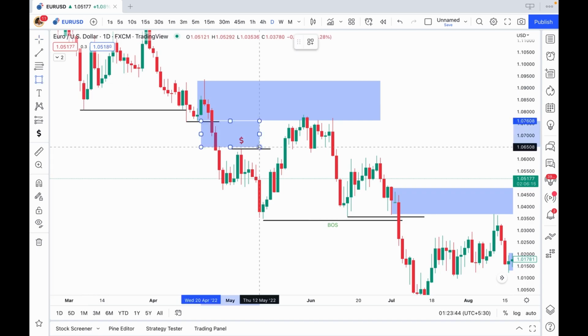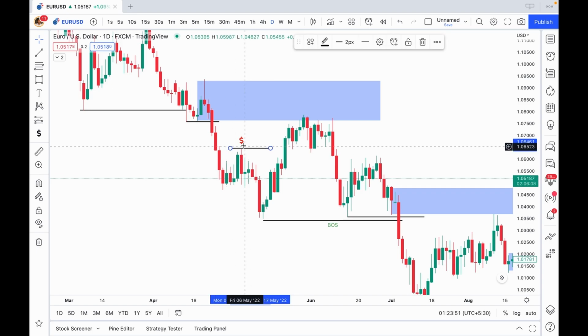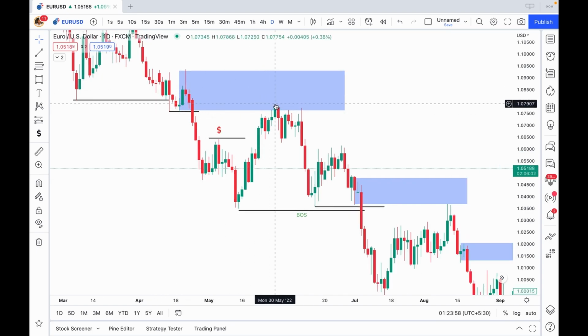This is imbalance. Okay, what is this? This is imbalance. And now we can see this is single high liquidity. So price came here, fulfilled the imbalance, touched our order block, and then fell down.